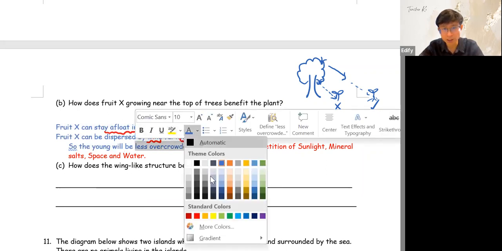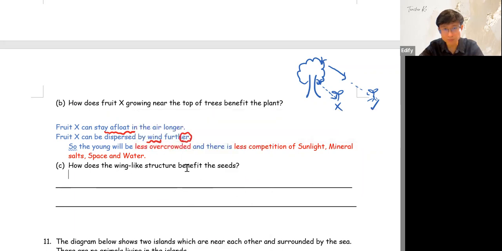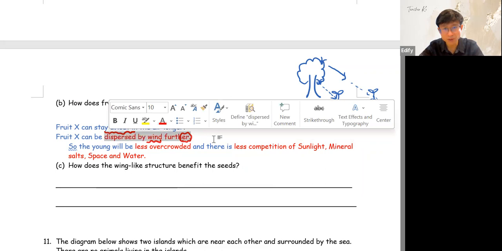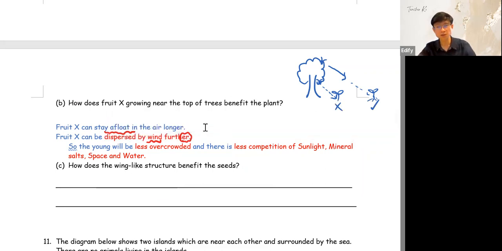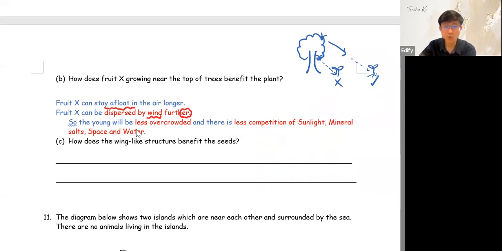Less overcrowded is one of the things that I'll be looking for. And I want to see dispersed by wind further. Can be dispersed further. Right? So how does the wing-like structure benefit the seeds or the plants? All right. So the wing-like structure, it is very similar to the part B answer.